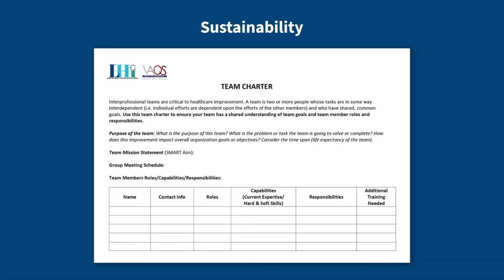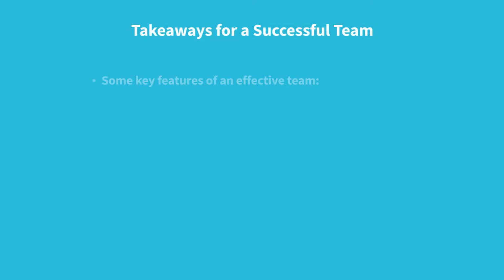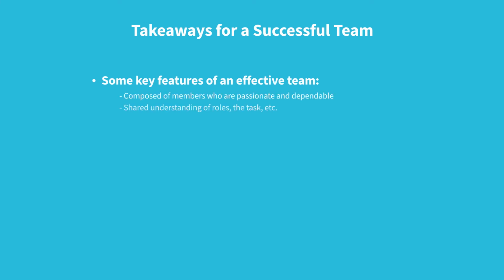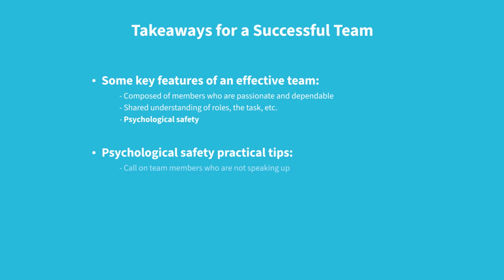Now, let's review some tips for leading a successful team. We talked earlier about how successful teams have individuals with a mix of capabilities, establish a clear understanding of members' roles and responsibilities, and foster psychological safety. Here are some practical tips for promoting psychological safety on your team. If you notice that certain members are not speaking up, actively solicit their feedback during and outside of meetings.